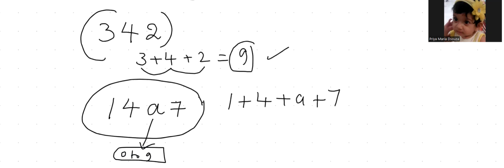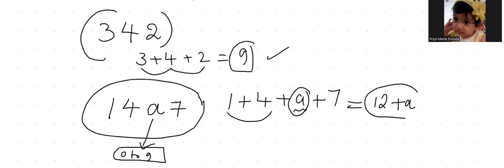So what do I do here? I'll have to add the digits and see which is the smallest or the nearest multiple of 9 that I can get, isn't it? So let's add. 1 plus 4 is 5. A is a variable, keep it aside for now. 5 plus 7 is 12. So 12 plus A. A is some digit from 0 to 9 only, isn't it? And when I add that A to this 12, I should get a multiple of 9.